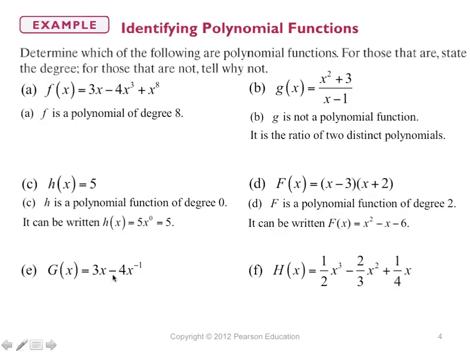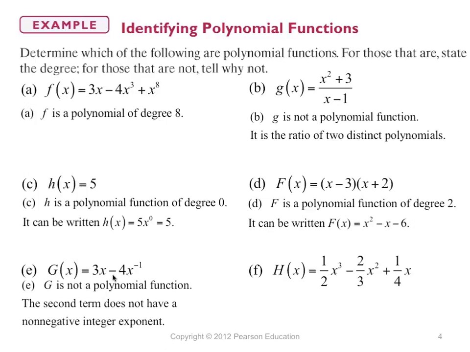Now this one down here, we have g of x equals 3x minus 4 times x to the negative first. Now, if you remember what we talked about with exponents, the exponents have to be non-negative integers. So this one creates a problem because we actually have a negative integer. So this one is not going to be a polynomial function because the second term, the 4x to the negative first power, does not have a non-negative integer exponent.